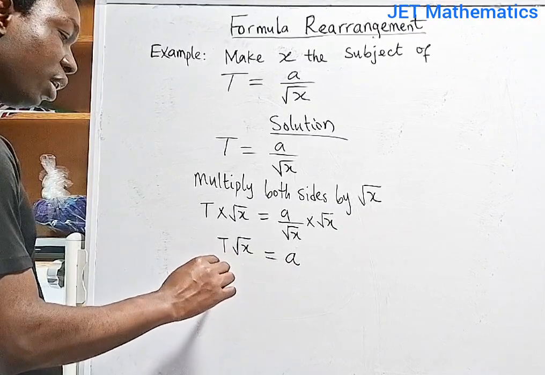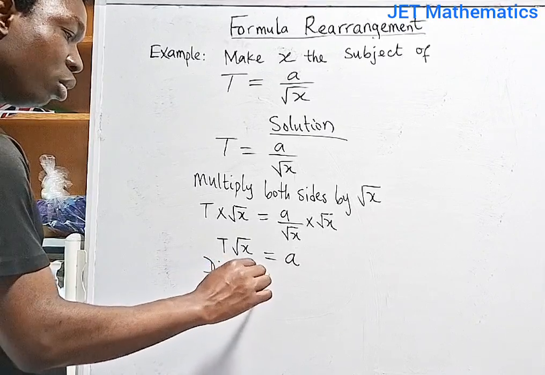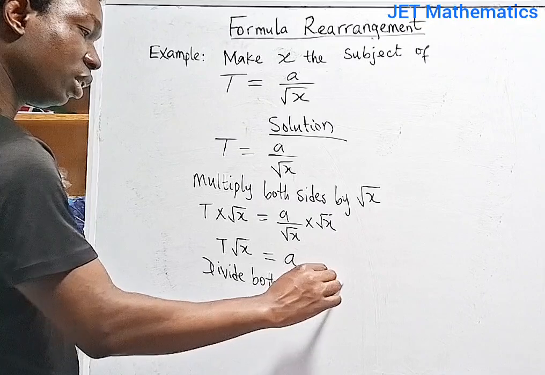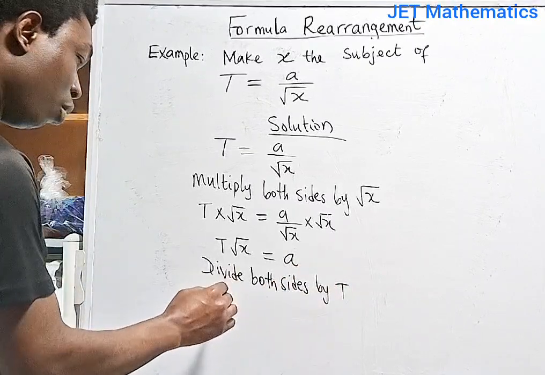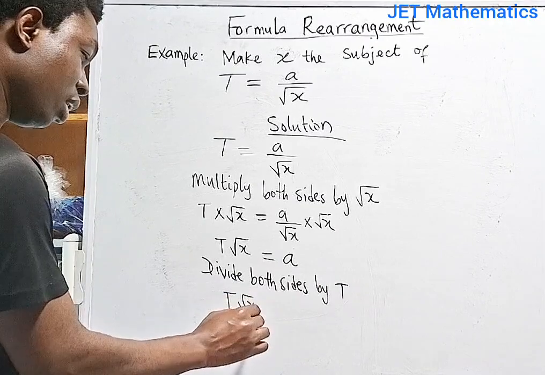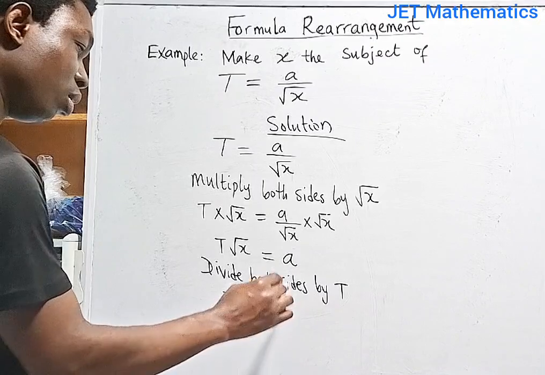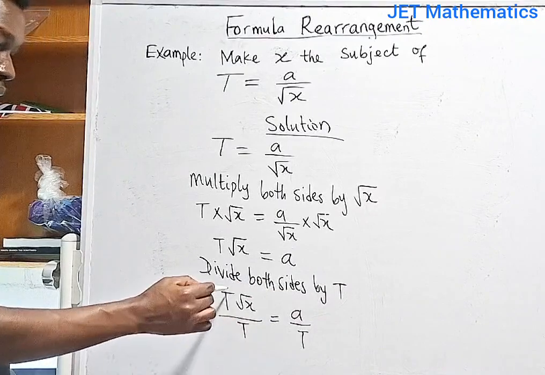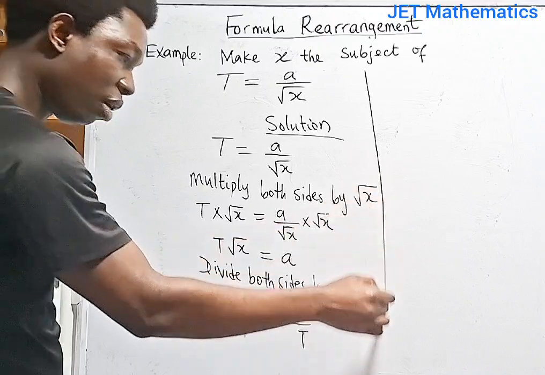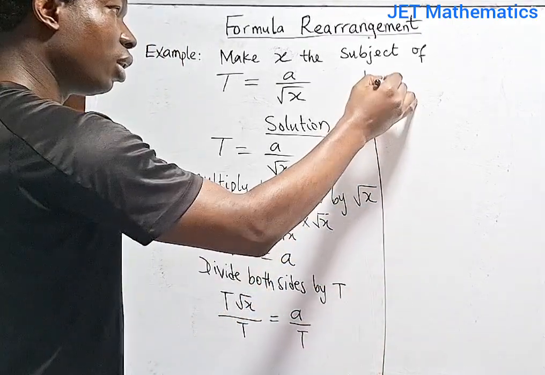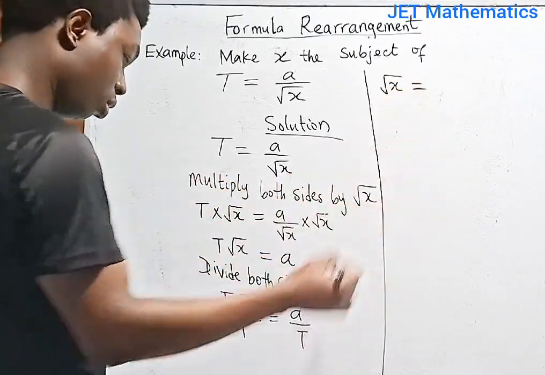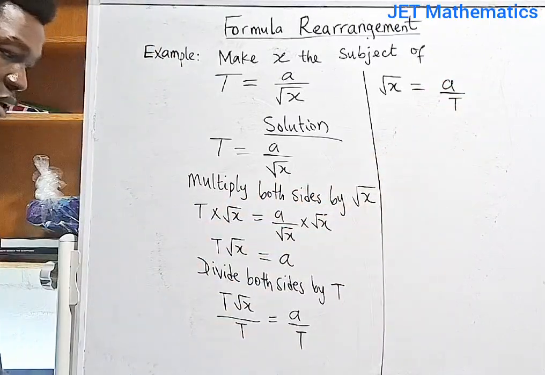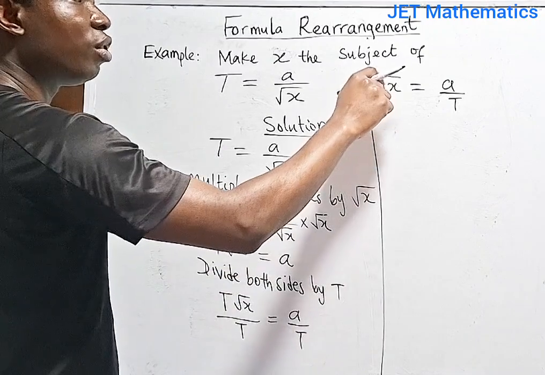So we say divide both sides by t. So when we do that, we have t root x divided by t is equal to a divided by t. So t cancels out with t, and then we have here that root x is equal to a over t.